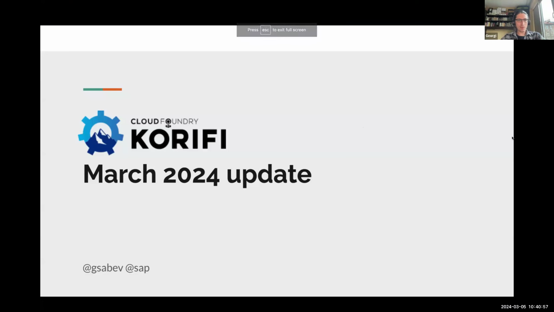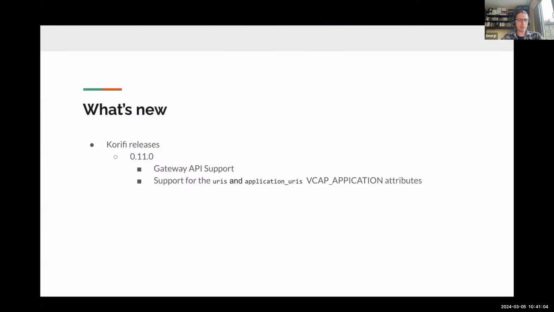Yeah, so I'm Georgi from the CF Workloads Working Group, March 2024 update. Since November, we have had one new release, 0.11.0, with the primary feature of having the Gateway API support. In SAP, we wanted for a long time to use Istio instead of Contour. We had some earlier proposals to implement a mechanism for replacing the routing layer. But since the Gateway API recently was promoted to 1.0.0, we implemented proper Gateway API support using their interface.